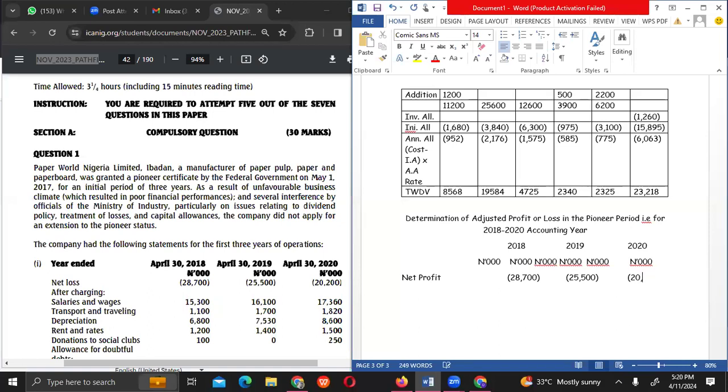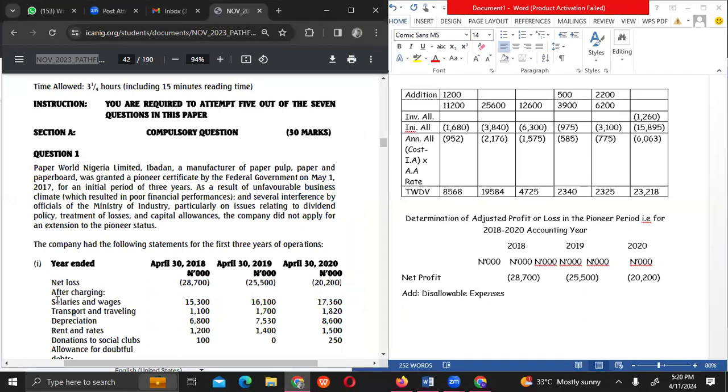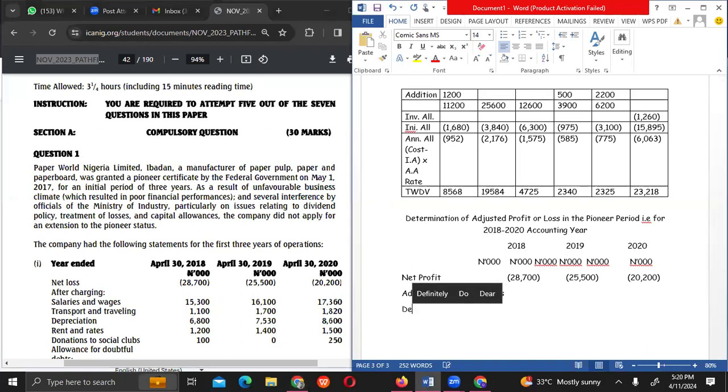Then the next thing you want to do is to add back disallowed expenses, right? Do you remember? Salaries and wages is allowed. Transport and traveling is allowed. Depreciation is disallowed. How much is depreciation? 6,800. Then the next one, 7,530. Then the next one, 8,000.